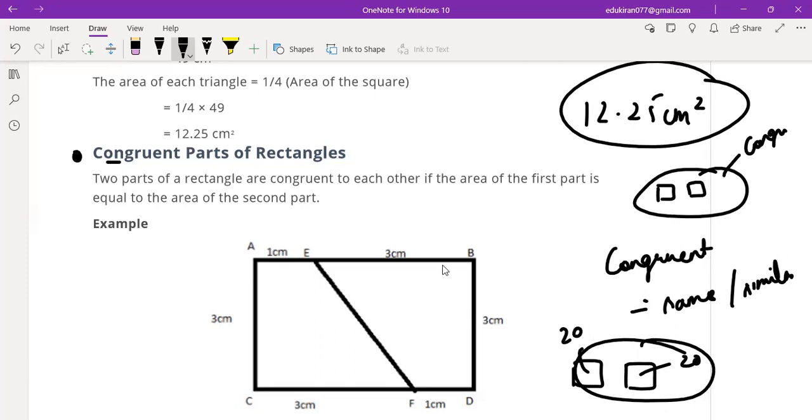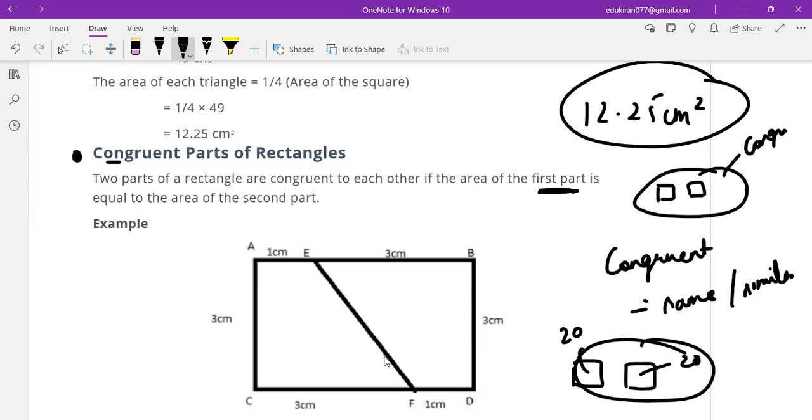So it will be that only a line is not congruent if only the areas are equal. Clear? So what they say is, two parts of a rectangle are congruent to each other if the area of the first part is equal to the area of the second part.